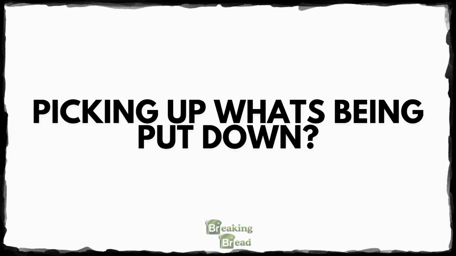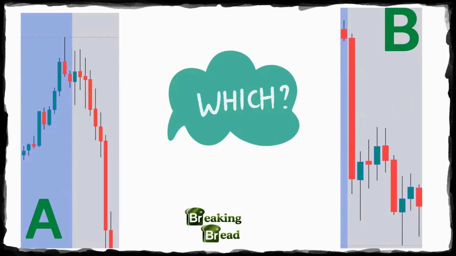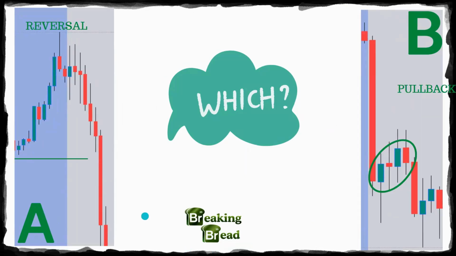All right, so let's see if you're picking up what I'm putting down. I'm going to show you two images. You tell me which one is the reversal, which one is the pullback, or are they both reversals, both pullbacks? You tell me. All right, so we've got A, we've got B. Go ahead and pause it before I get to the answer. All right, so let's look at it. If you said reversal for A and pullback for B, you would be correct.